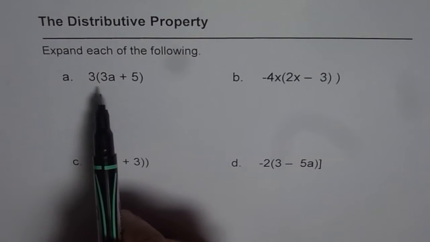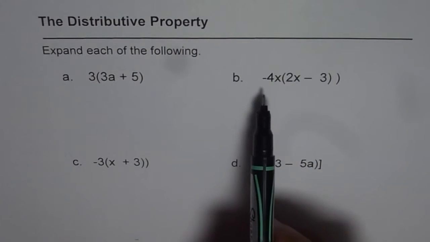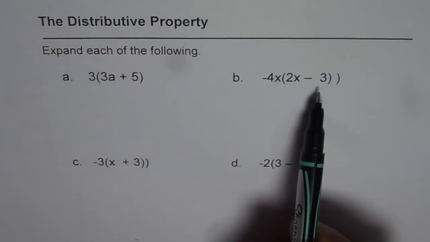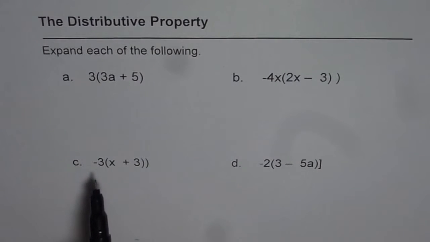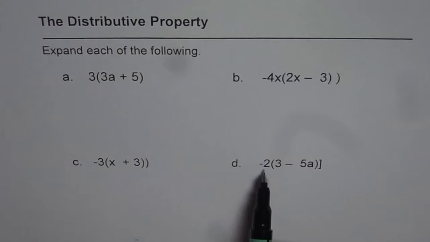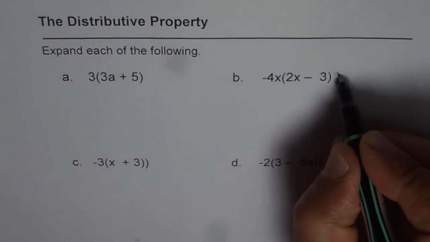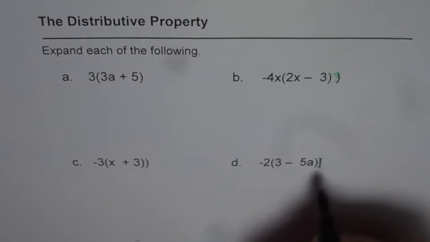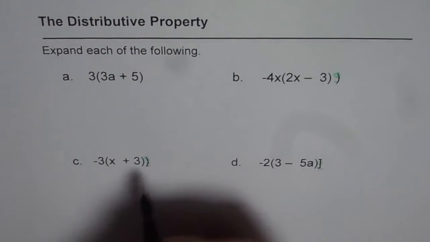We have 3 times (3a plus 5), minus 4x times (2x minus 3), then we have minus 3 times (x plus 3), and we have minus 2 times (3 minus 5a). There are some extra brackets. Let me remove them first. Sorry for this typing error.